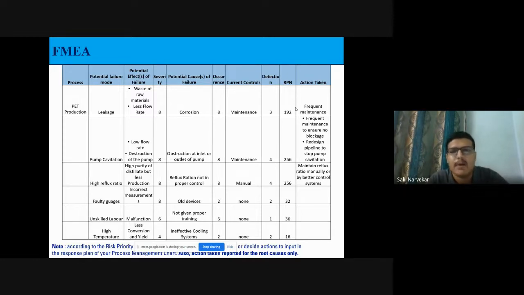For pump cavitation, the maintenance control is there: if we do maintenance, pump cavitation may not happen. And the action to be taken is frequent maintenance to ensure there's no blockage, and redesign the pipeline to stop pump cavitation. Coming to high reflux ratio, again we could have some additional manual control, and the action could be to maintain the reflux ratio manually or have some automated system to maintain it better.